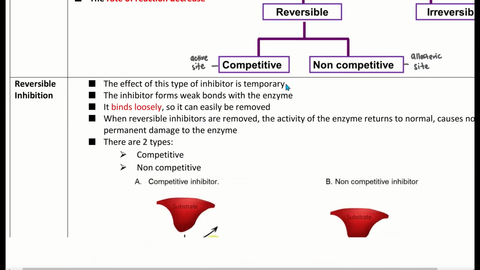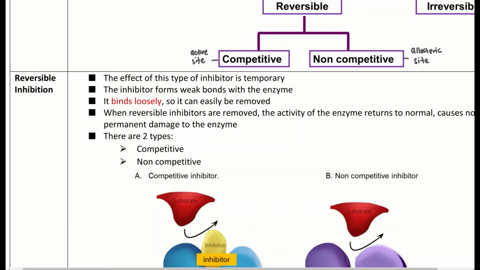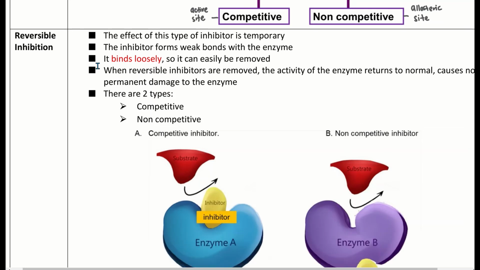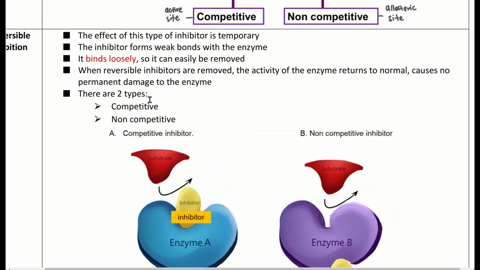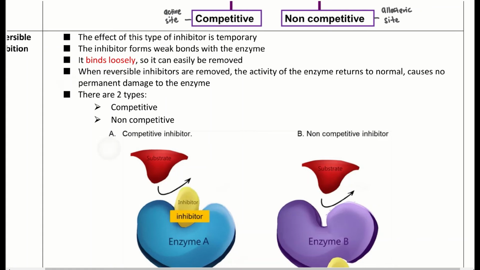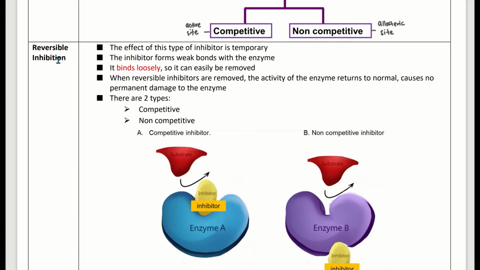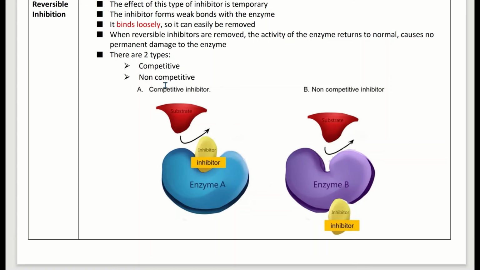Now kita pergi in detail lah. So reversible inhibition, yang reversible maksudnya sejenis inhibitor yang temporary. Okay, so it binds loosely, so it can be removed. Okay, so reversible inhibitor, bila kita remove, enzyme tu akan kembali normal. Okay, so it cause no permanent damage to the enzyme. Okay, itu reversible inhibition. Okay, so ada dua jenis, yang competitive dan non-competitive.